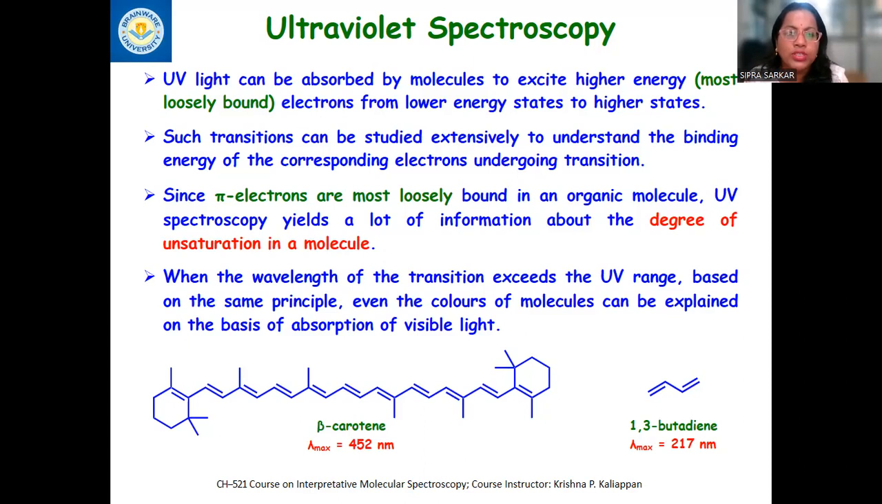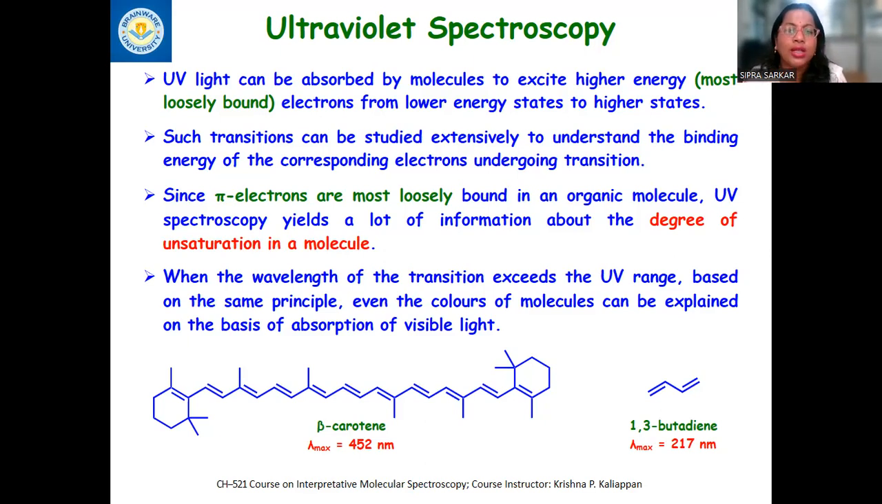Coming to UV visible spectroscopy, UV light can be absorbed by molecules to excite the most loosely bound electrons from lower energy states to higher energy states. That means the molecule absorbs UV light, and as a result, it is promoted from a lower energy state to a higher energy state. The loosely bound electrons are the pi electrons or the unpaired electrons, which absorb the light and are excited to the higher energy state.